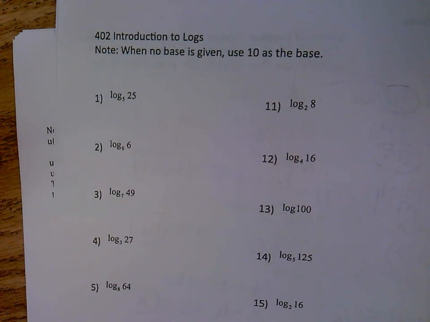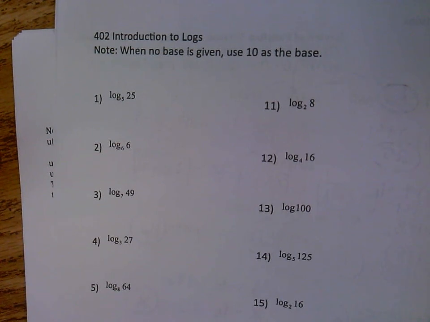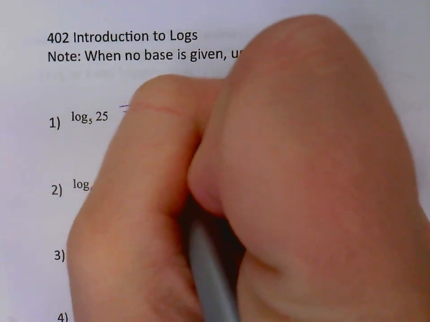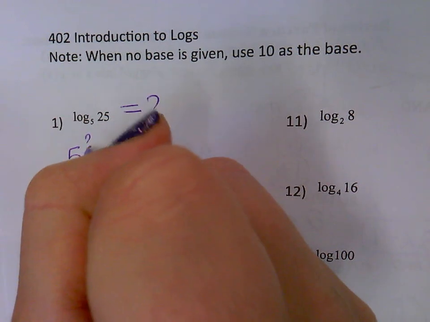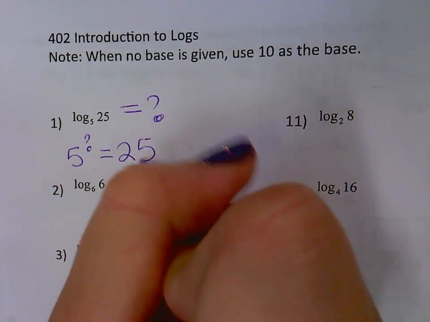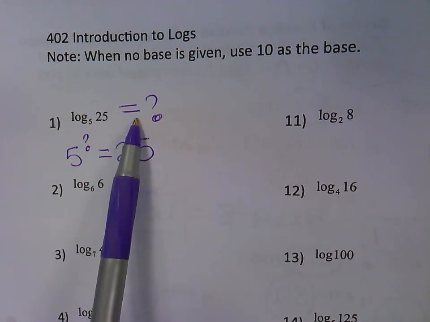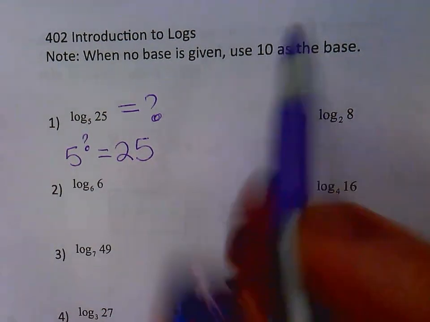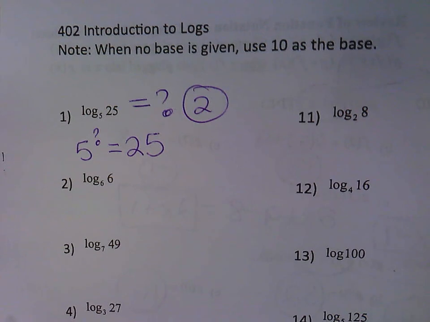Together first. So a log is just another way to write an exponential problem. So all of these can be done without a calculator. And what it's asking you is 5 to what power gives me 25? So the answer to this first log is the number 2 because 5 squared is 25. So the answer is 2.